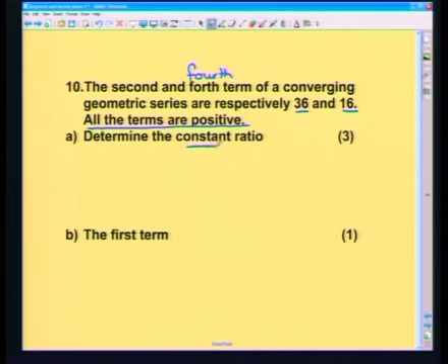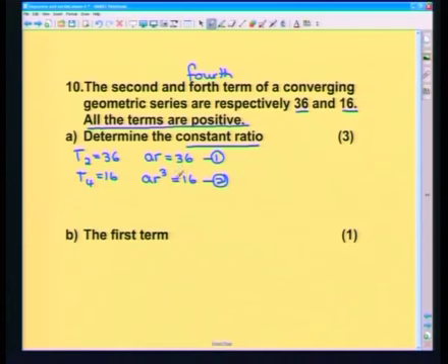Now they want the constant ratio. The constant ratio is found by taking two consecutive terms and dividing the one by the other. We don't have two consecutive terms, so here we go with our coding. So we're going to say T2 equals 36 and T4 equals 16. Term 2 will take the form of AR equals 36, and term 4 would be AR cubed equals 16. This would be equation 1, this would be equation 2.